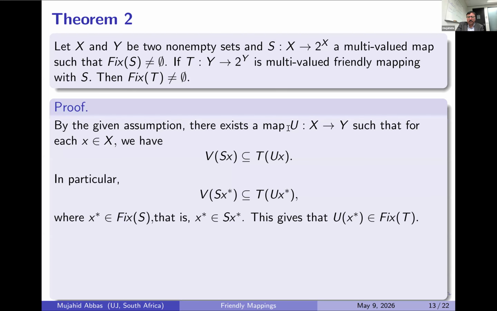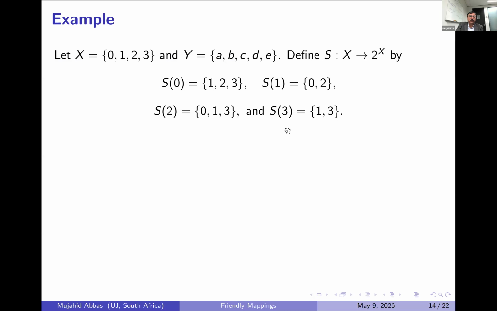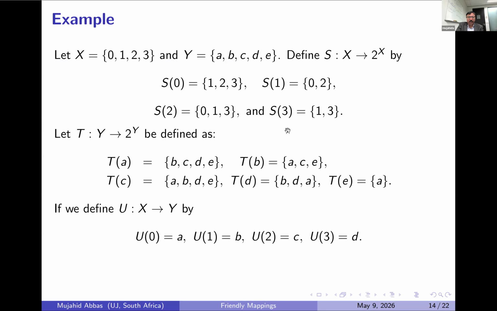And here the proof, I'm going to skip it. I can share my slides and everyone can go through it. It is a very simple proof, which shows that for a multi-valued mapping having a non-empty fixed point set, another mapping which is friendly with it also has a non-empty fixed point. And here is a very simple example which shows you that the collection of all friendly mappings with the given mapping S is indeed a non-empty collection. And here is a mapping U, which plays the role of a friendship.